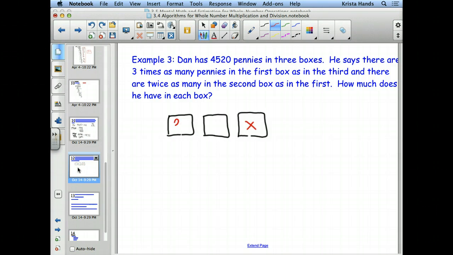How come? Because it says there are 3 times as many in the first as the third. So 3 times whatever x is. Then what? And then it says the second one, there's twice as many as the first, and it's 6x. 6x came from 3x times 2. So does everybody see where all the numbers came from first? Good, this is a good way to start. Now what?